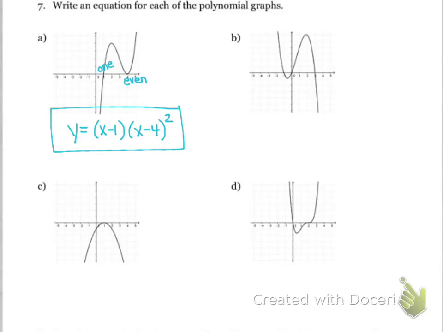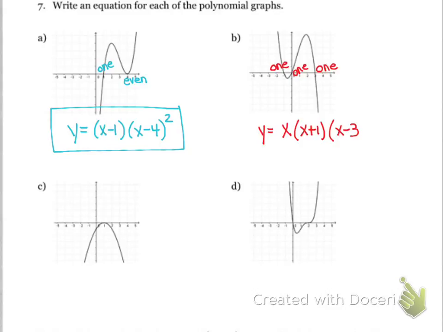Now for our second one, looking at all of them, they all have a multiplicity of 1. 1, 1, 1. They all go straight through. So that means I'm going to have y equals, I usually write x first if we have one that goes through 0, 0. So that would be x plus 0 or x minus 0, which is just x. So we have x times, and then we have a factor at negative 1, which is x plus 1. And then we have one at 3, which is x minus 3.